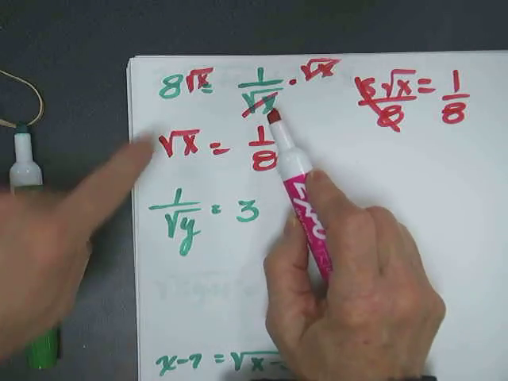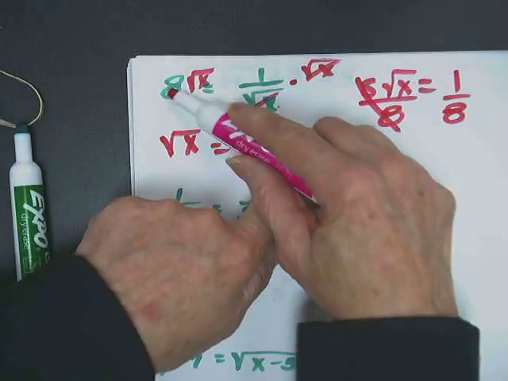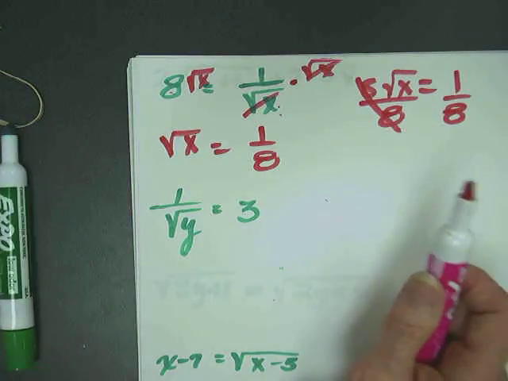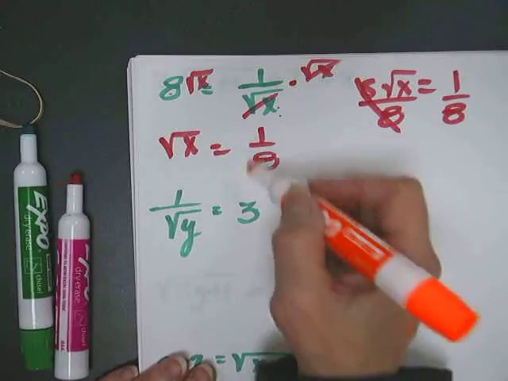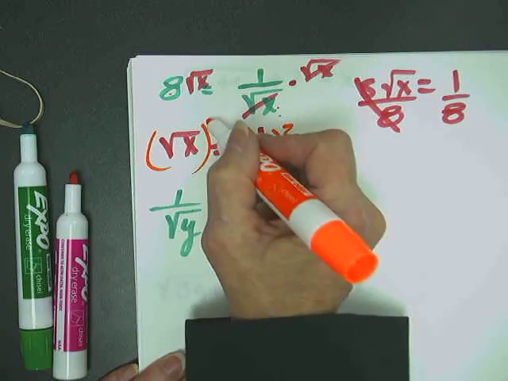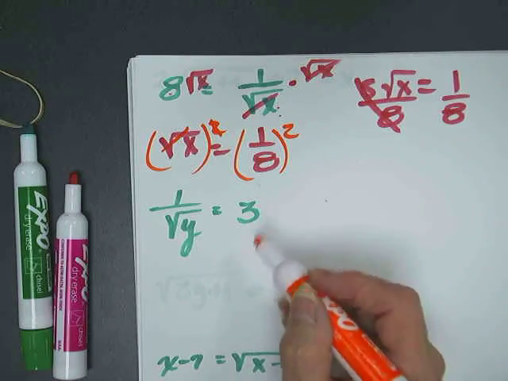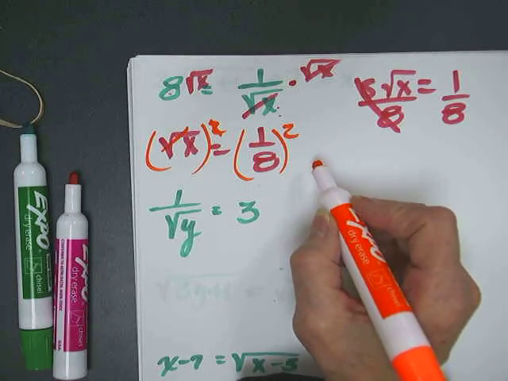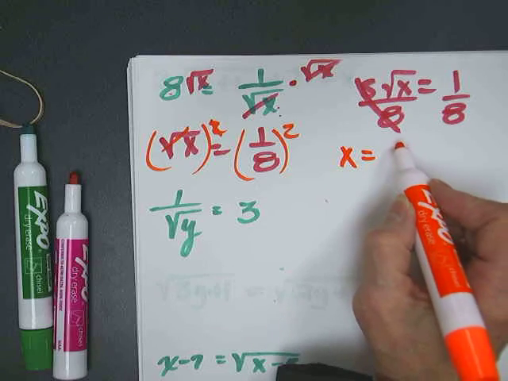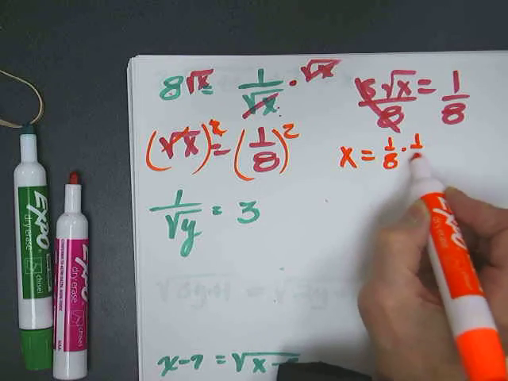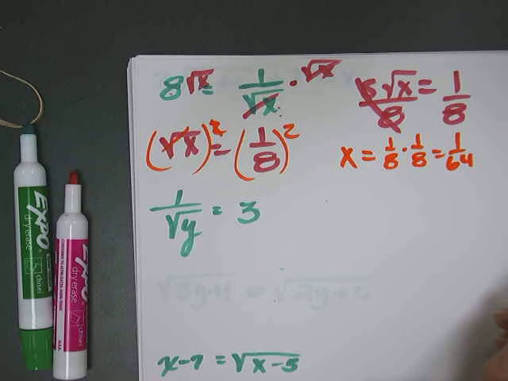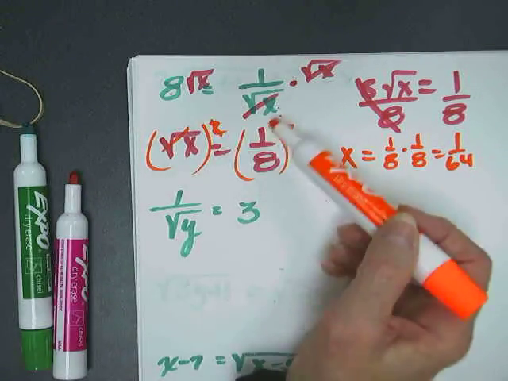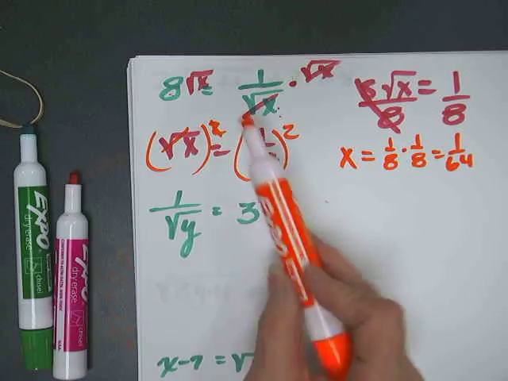And if you divide by 8, you have square root of x equals 1 over 8. So basically, the 8 and the square root of x switched, right? And then you can square both sides. That's kind of the long way to do it, but you could do it that way. 1/8 times 1/8 is 1 over 64.